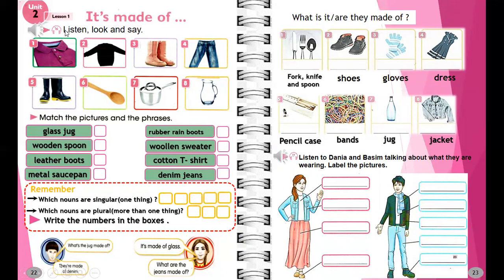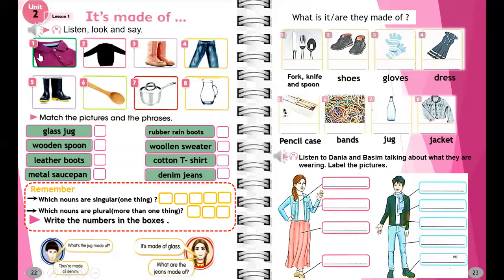Activity A: listen, look, and say. We have pictures of many things in the top part of this page. They are made of different materials. Some of them are clothes and others are household objects. What are they made of?